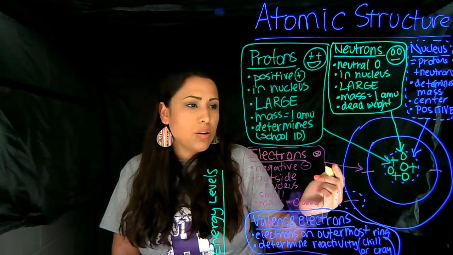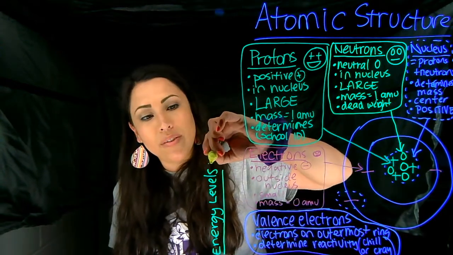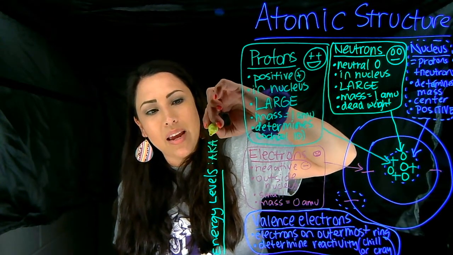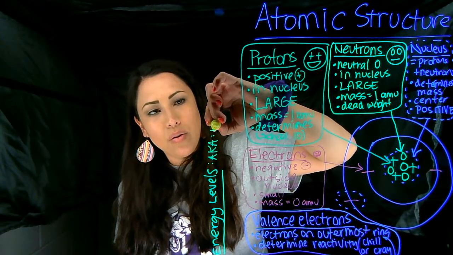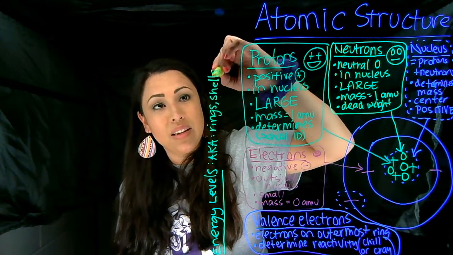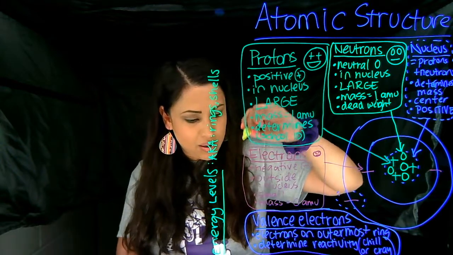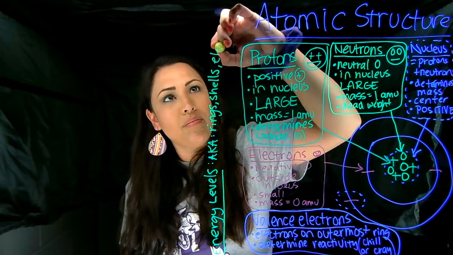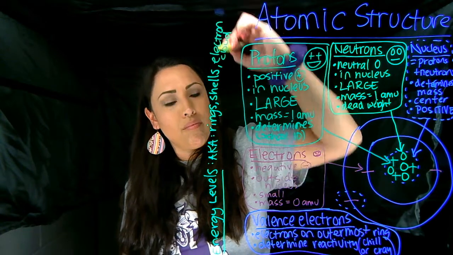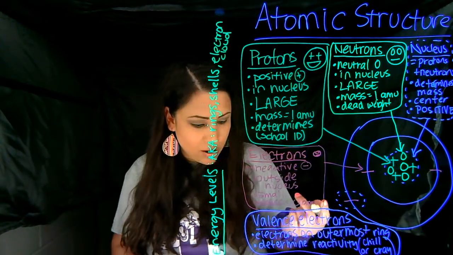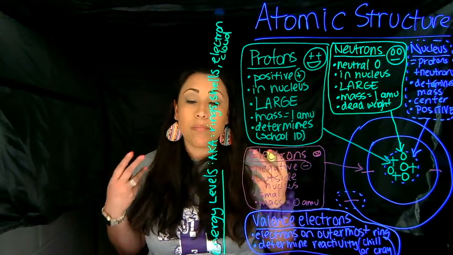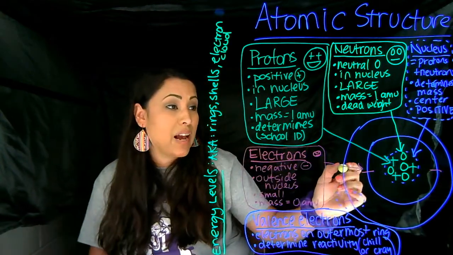Now, those also are called many things. So I'm going to put all of their nicknames. Also known as, AKA, rings, shells. They can be called the electron cloud. They can also be called shells, rings, electron cloud, energy levels. There you go. Those are the main names for those rings on the outside.